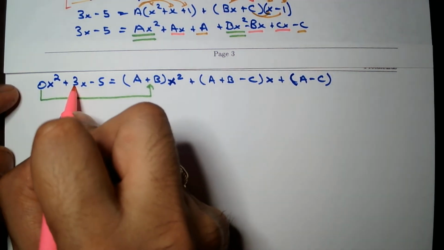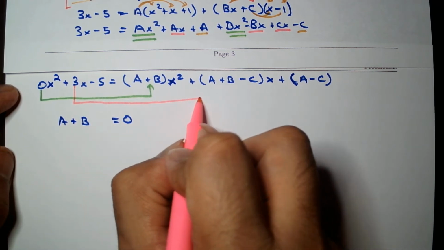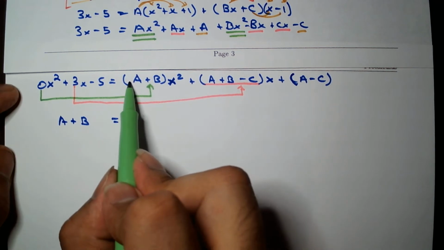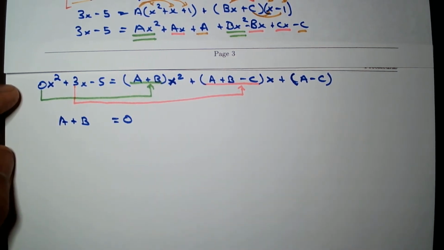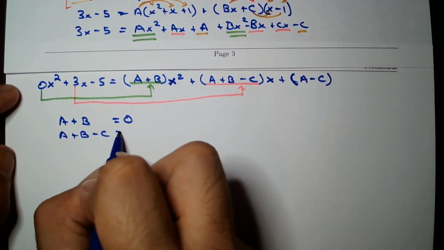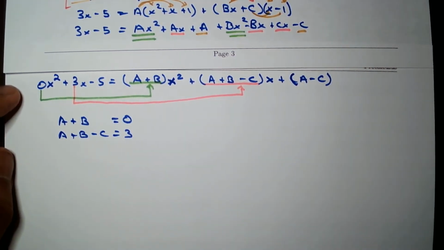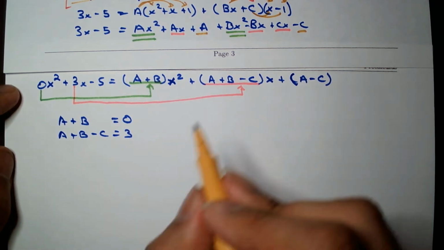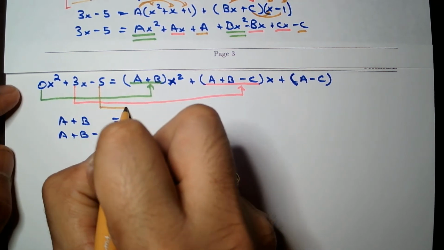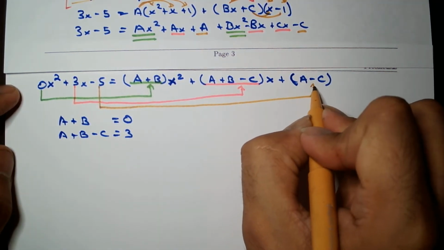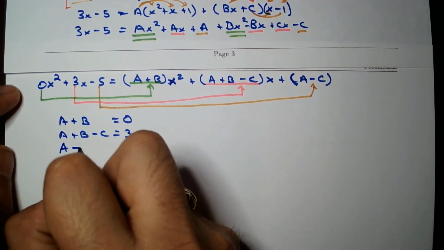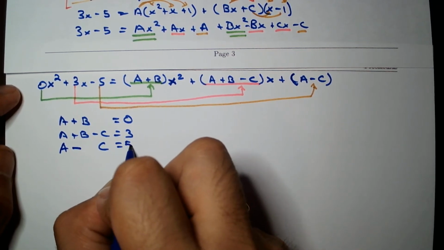And then the coefficient of x, which is 3, must be equal to that coefficient here. All right, this entire expression, that is, in this case, a plus b minus c. And that equals 3 in this case. Okay, last but not least, for equating coefficients, the constant term, which is negative 5, equals the constant term a minus c. So in this case, a minus c equals 5.